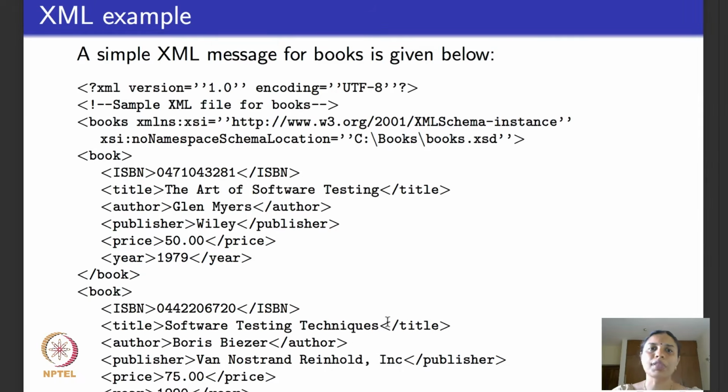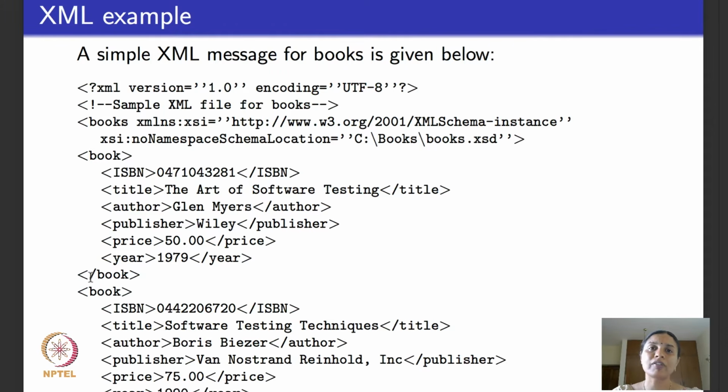So here is a simple example of how an XML message for books will look. So what does it say? If you ignore the first 4 lines, we'll come back to that, you concentrate on this. It says the book opening tag is here. The corresponding closing tag is here. The opening tag is given by the angular brackets book. The closing tag is given by the angular brackets book with an additional / here.